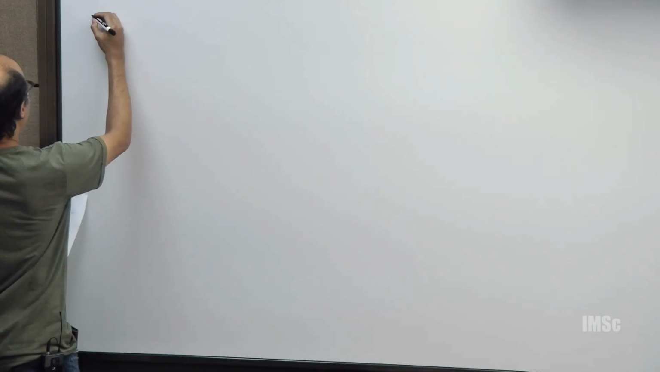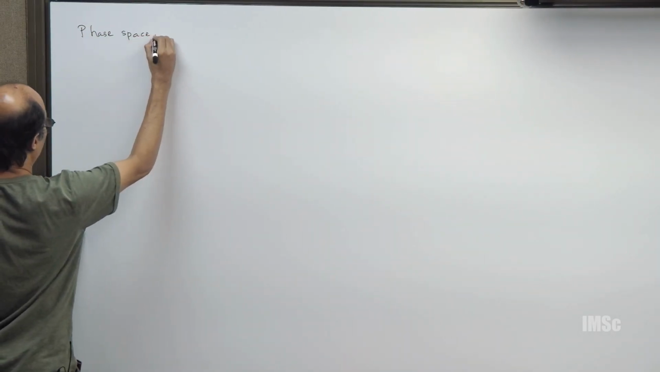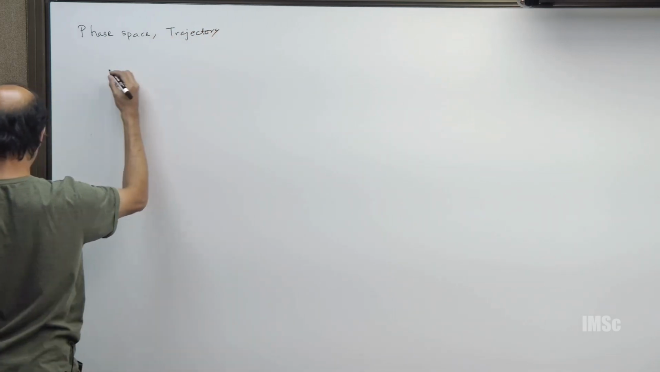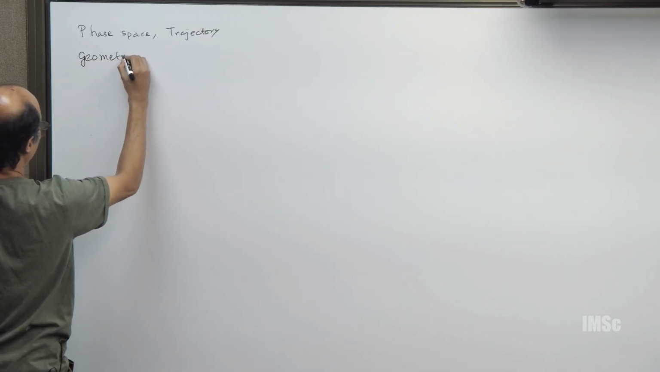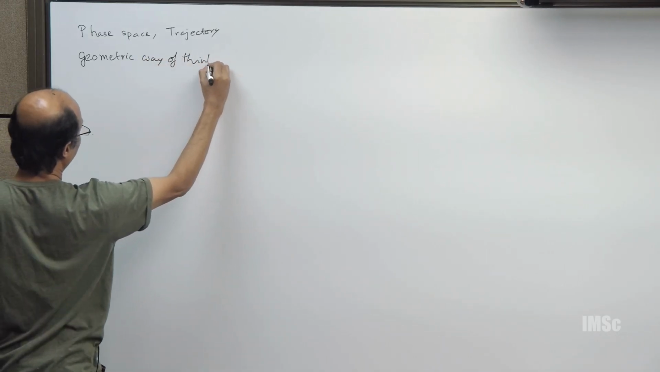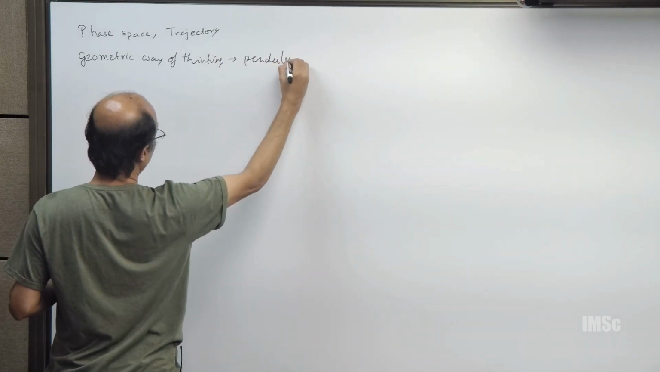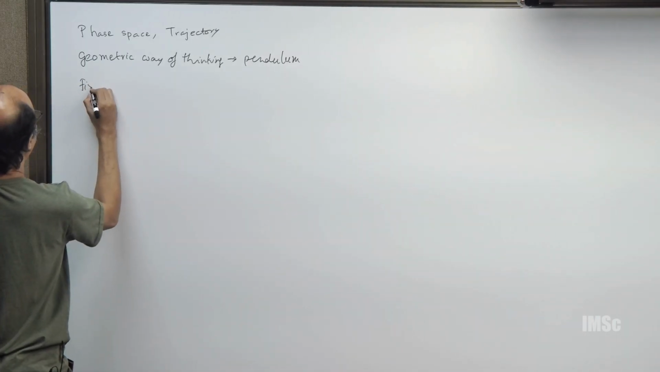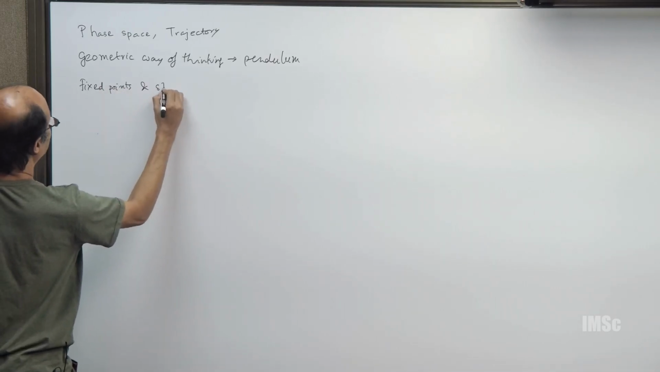So yesterday we did phase space and the concept of trajectory on phase space. Then we saw how we can think in terms of geometry of things like pendulum. Right? So any dynamical system, how to think of it in terms of pictures. And then we looked at fixed points and their stability.